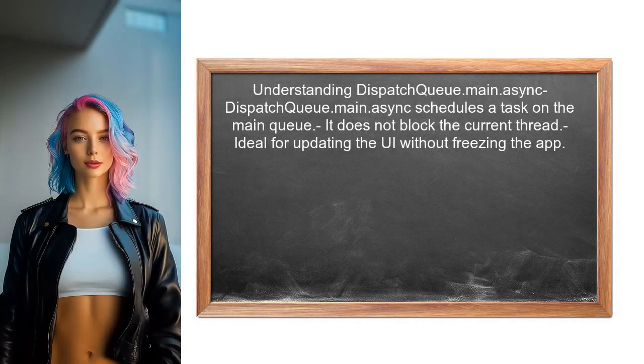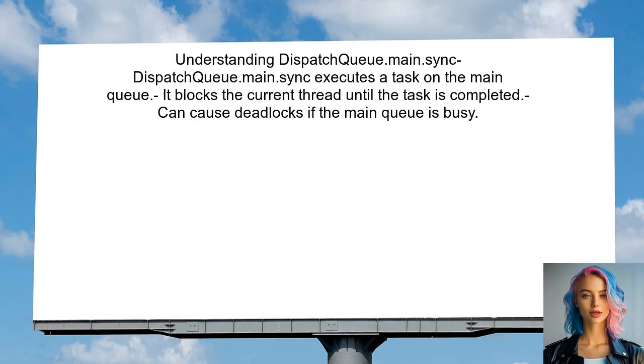To understand the difference between DispatchQueue.main.async and DispatchQueue.main.sync, let's start with DispatchQueue.main.async. This method schedules a task to be executed on the main queue without blocking the current thread. In contrast, DispatchQueue.main.sync executes a task on the main queue and blocks the current thread until the task is completed. This can lead to issues if the main queue is already busy.